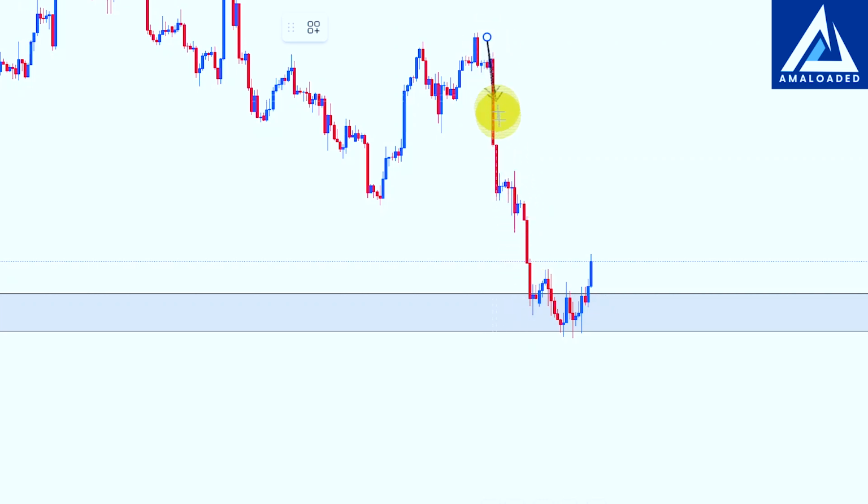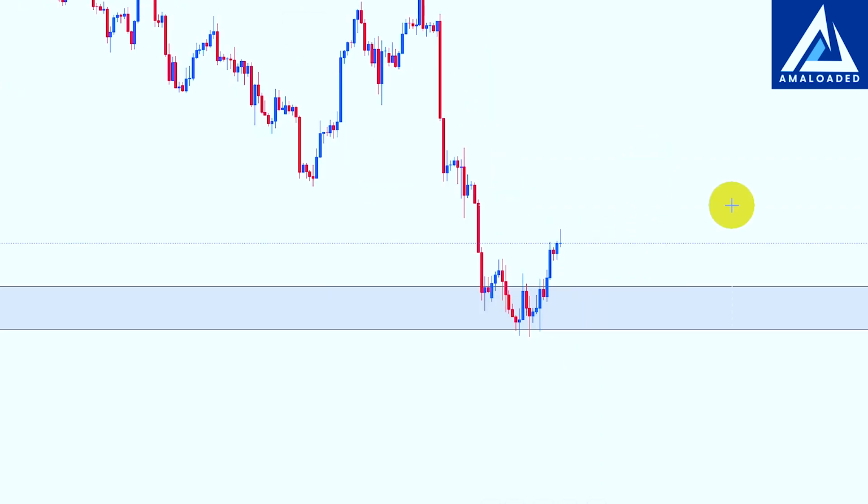From this high, lower low, lower high, lower low, lower high, lower low, right? Then the price action invalidated the structure by taking out this last lower high during this bearish market. So we're expecting a pullback here to give us a new higher low so that we can take buy opportunity. Let's play the candlestick.